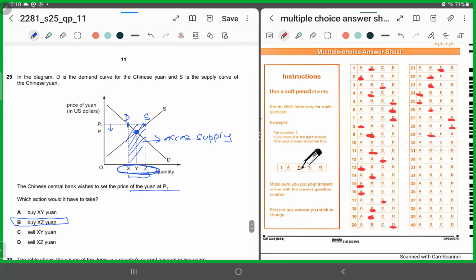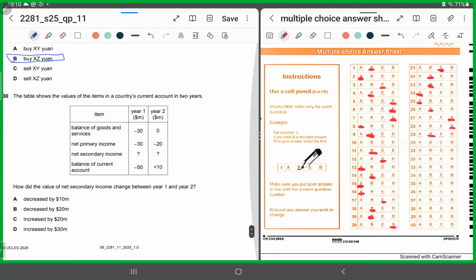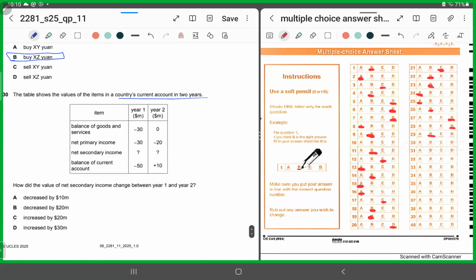Last MCQ for today, 30. The table shows the values of the items in the current account in 2 years. They are asking us how did the value of the net secondary income change between year 1 and year 2. So what we'll do is we'll add in the value of all of these and we'll equate it with the current account balance.